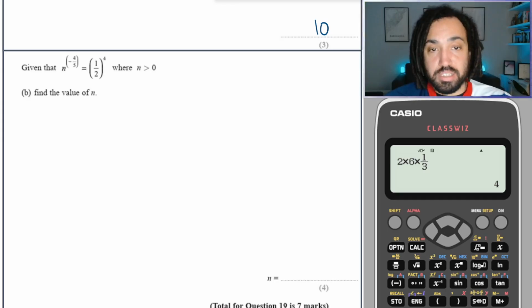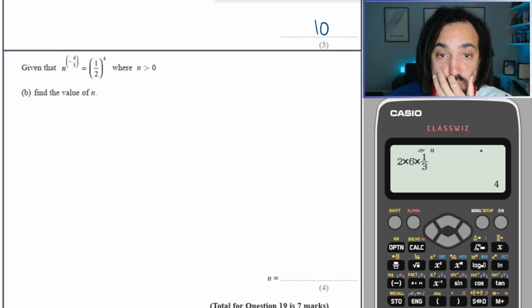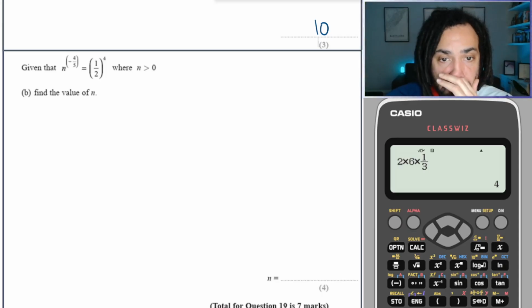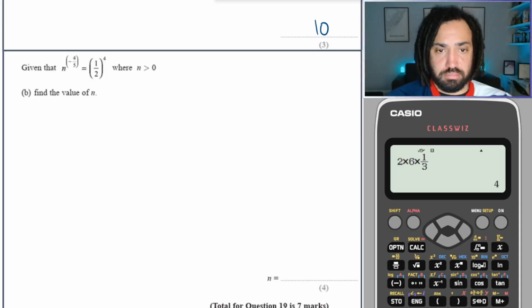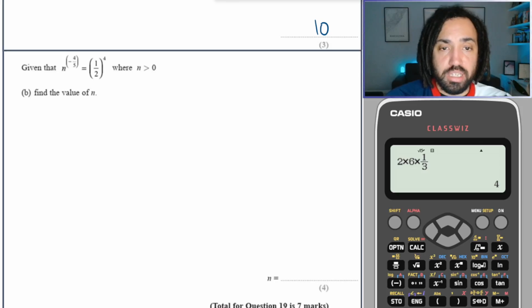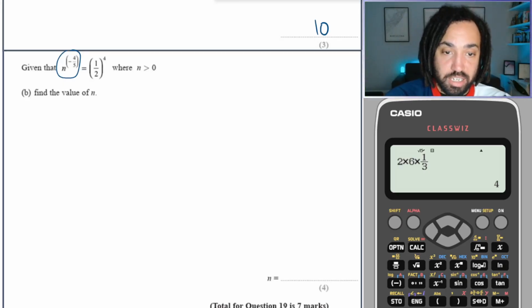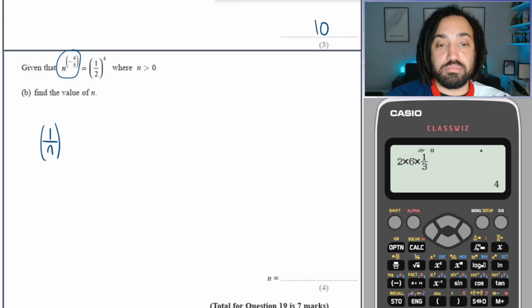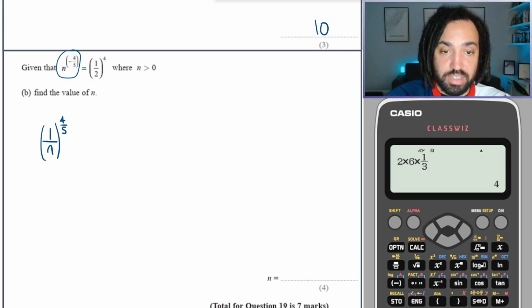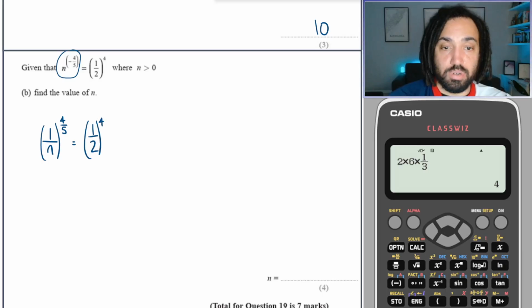Okay, and this one's a bit tricky. Right, there's a negative power here, and negative powers means we take the reciprocal. So rather than that being n, I can write that as 1 over n. I hope that's going to help. And that's 4 to the power 5 now. Is equal to 1 over 2 to the power 4.